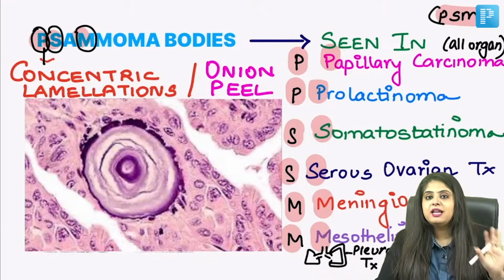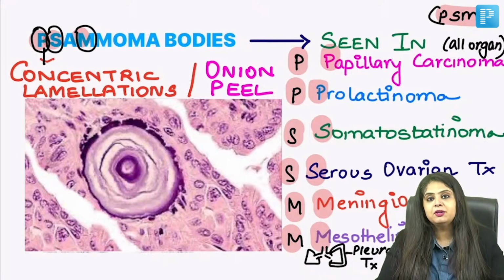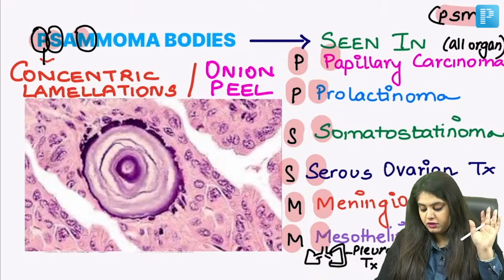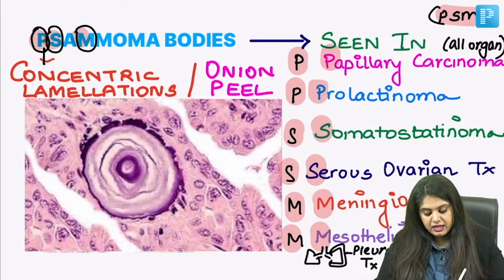But the day I teach you the last onion peel, I will make you make a table on it. But that will come many months later. For now, 2 onion peels. One you did for myelin figures. The second you have done today for psammoma body. In calcification, half of it is done.